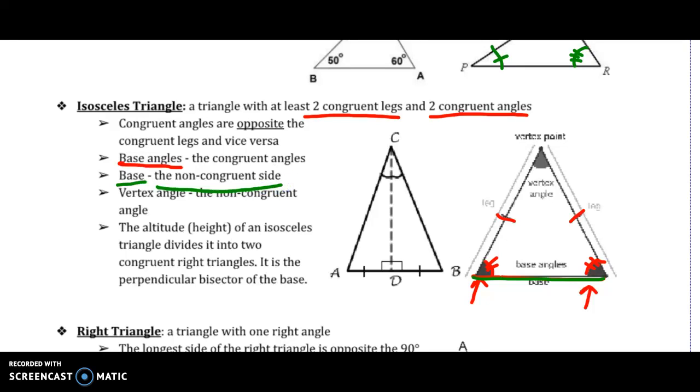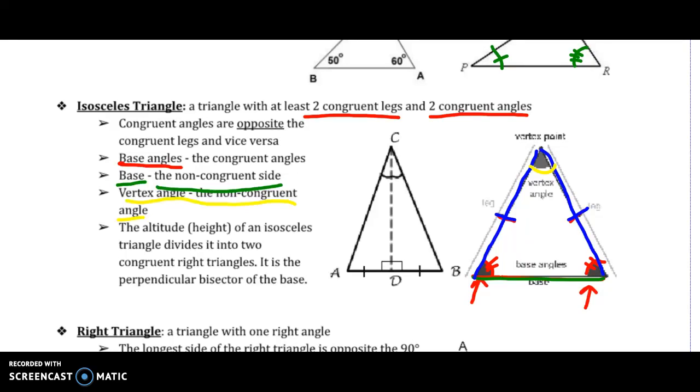Okay, the base is the non-congruent side of the isosceles triangle. So we have one congruent side here, one congruent side here, and they meet at the base, which is not congruent to those. Okay, those are the congruent legs. We call sides of a triangle legs. The angle that is not congruent to the other two is the vertex angle. So that angle is up here. Again, if it's an equilateral, it could be congruent to the other two, but that is the only case where that would be true.